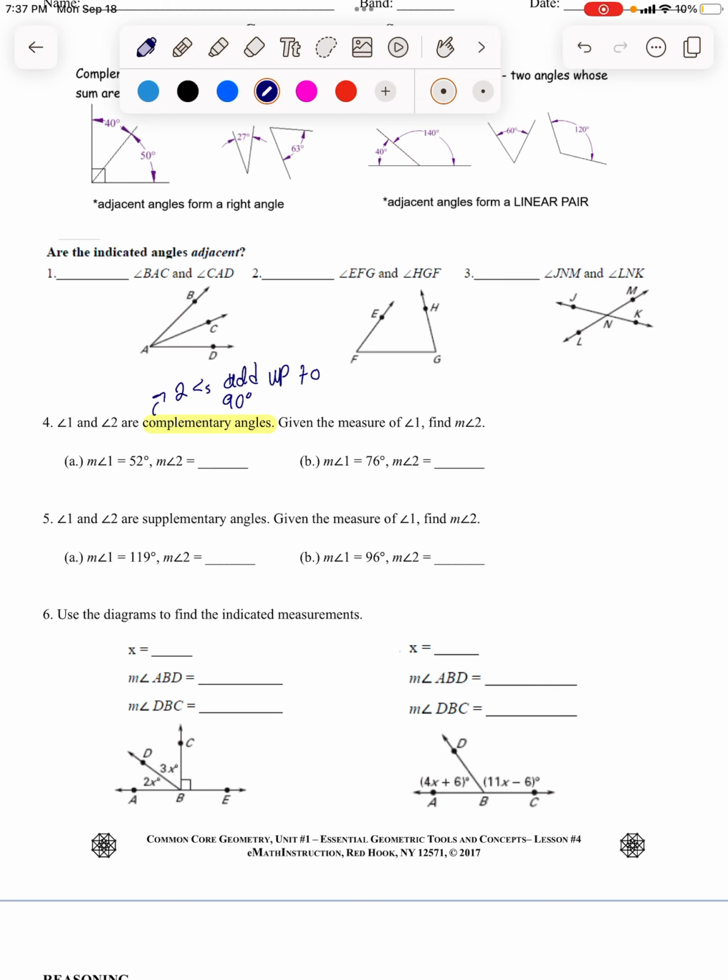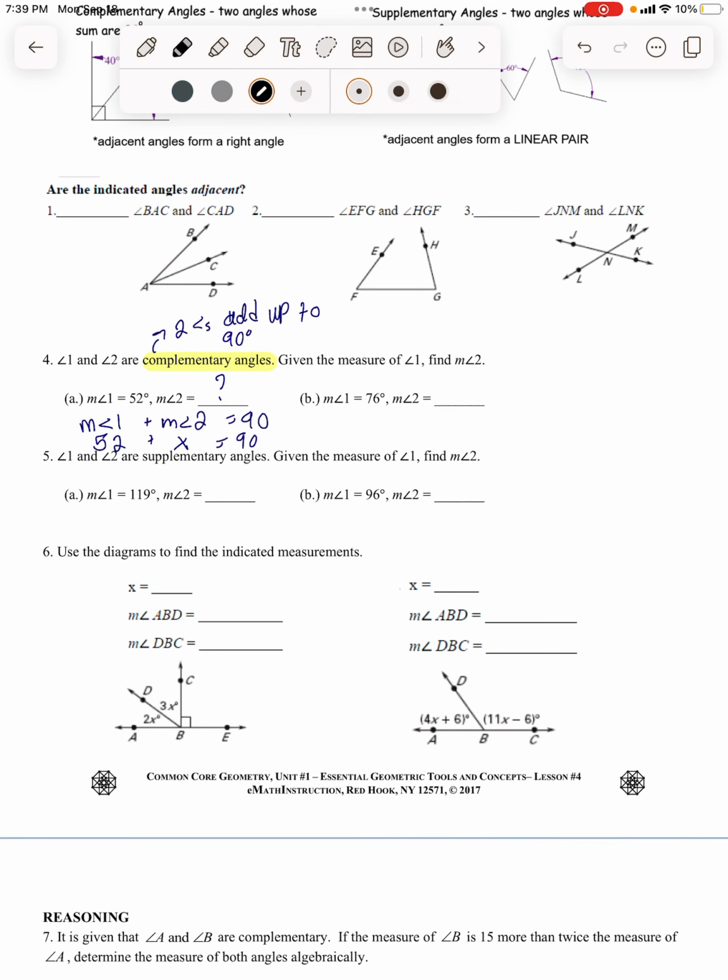If we're given angle 1 and we need to find angle 2, ideally your equation should look something like measurement angle 1 plus measurement angle 2 equals 90. If you make measurement angle 2 x and you fill in what angle 1 is and make it equal to 90, you should be able to find that, all right?